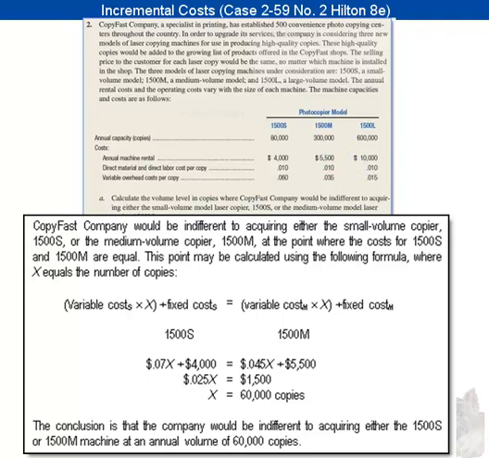So now if I move the mouse off and you concentrate on the math, what you see is if we move the 4,000 over to the right side of the equation, subtract out the 45x from the 70x, now that shouldn't say 0.07x, that's a typo, then what we have is 0.25x equals $1,500 and x is 60,000 copies. Okay, so the conclusion is for this one, the company would be indifferent to acquiring either the 1500S or the 1500M machine at an annual volume of 60,000 copies.